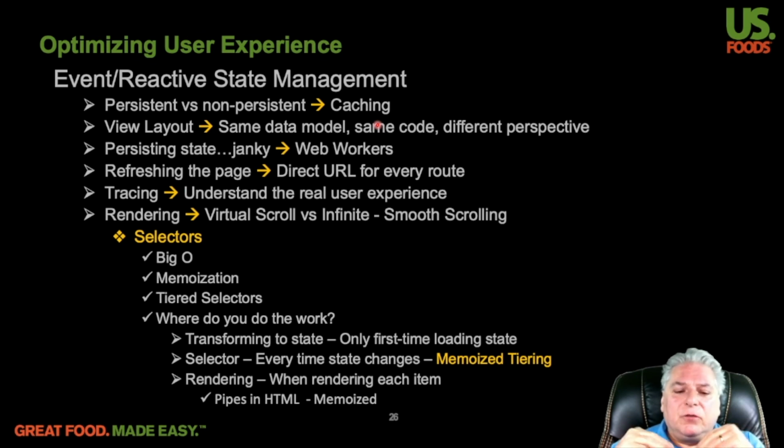The second part is, where do you do the work? So there's really 3 layers of doing this work. Layer number 1 is the first opportunity you have, when you're going from the domain model to the state model.